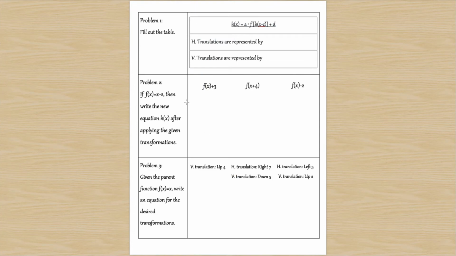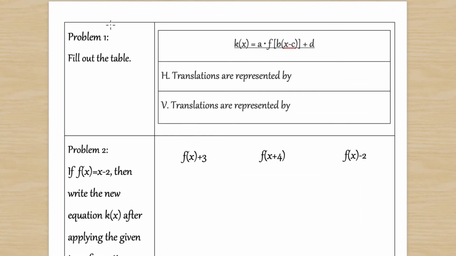So now we're on the practice problems. Problem 1 says fill out the table. At the top, it gives us an equation. These are the equations for transformations on a function. K of x is the newly transformed function from f of x. A is a transformation, B is a transformation, C is a transformation, and D is a transformation. Horizontal translations are represented by the variable C, and vertical translations are represented by the variable D.